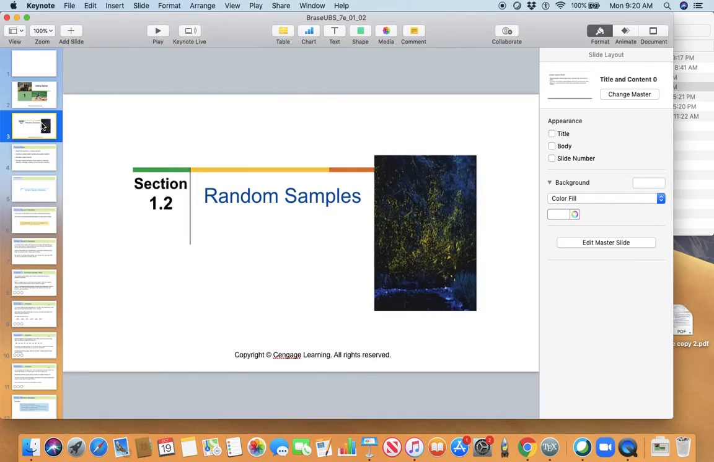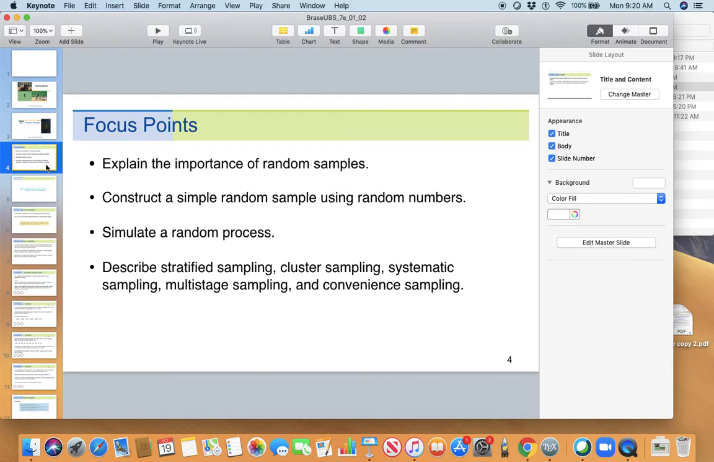Chapter 1, Section 1.2. Here we look at random samples. Focus points in this particular section: Explain the importance of random samples. Construct a simple random sample using random numbers. Simulate a random process. Describe stratified sampling, cluster sampling, systematic sampling, multi-stage sampling, and convenience sampling.